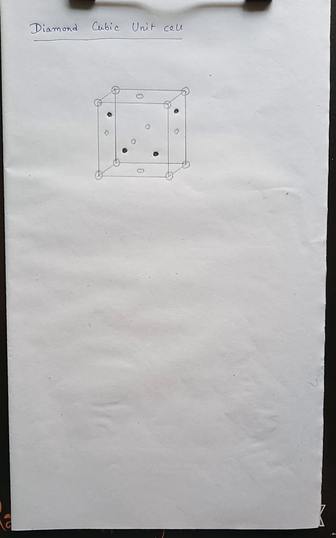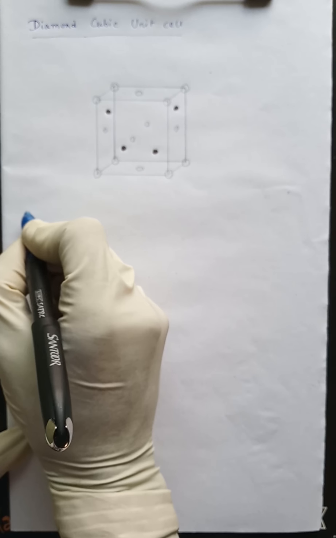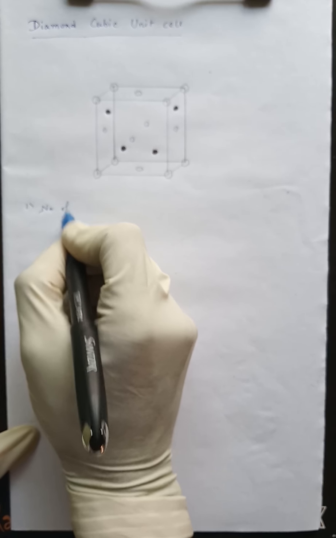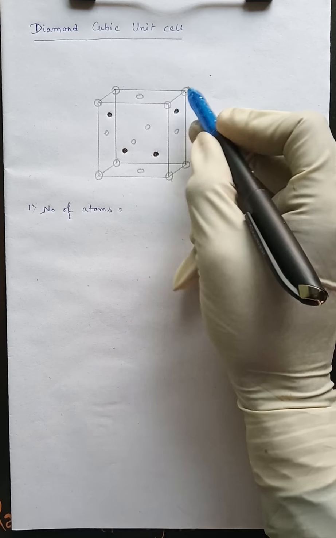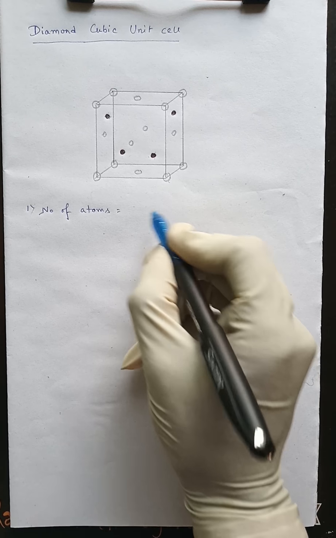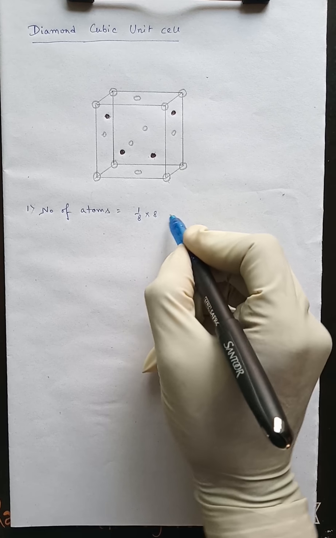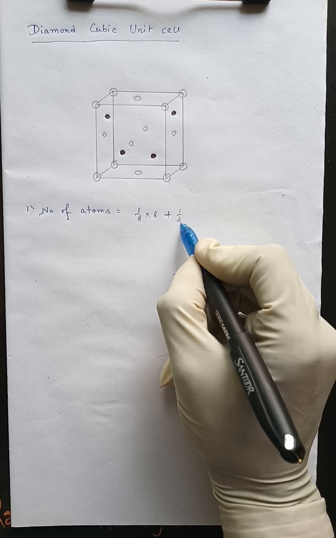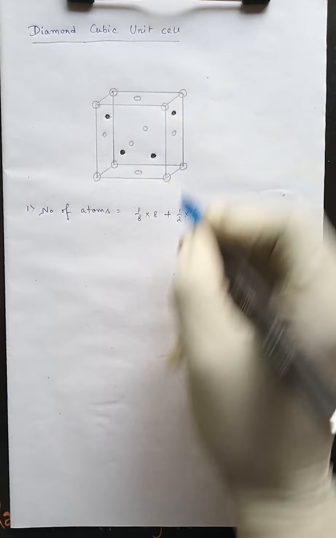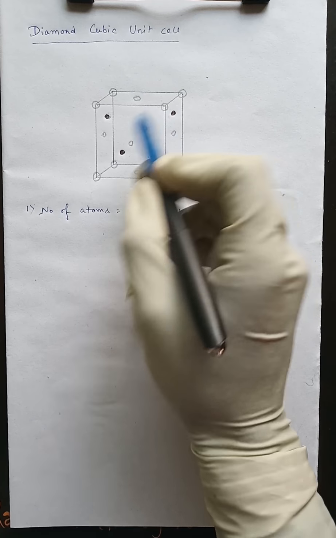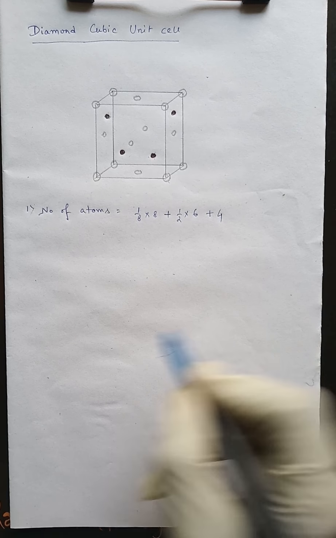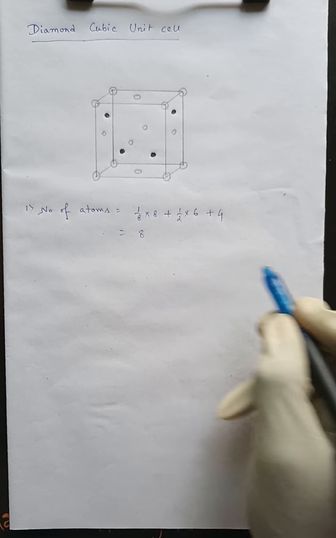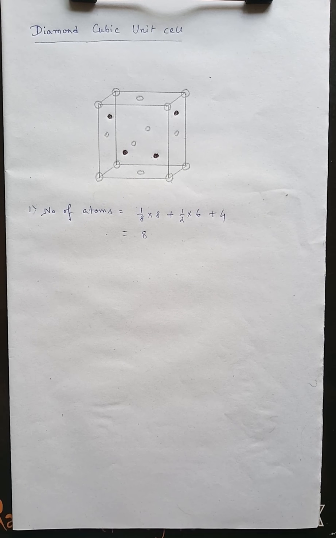Now we will count the number of atoms in diamond cubic unit cell. These are basically similar to the FCC unit cell. So 1/8 into 8 plus half into 6. This makes 4, and these 4 are totally inside this unit cell. So we will add another 4. This makes number of atoms Zn equals to 8.